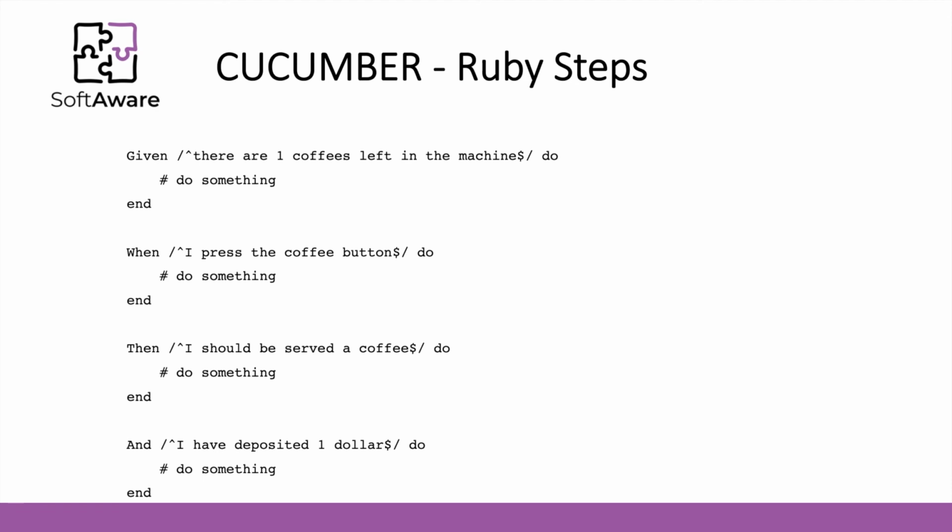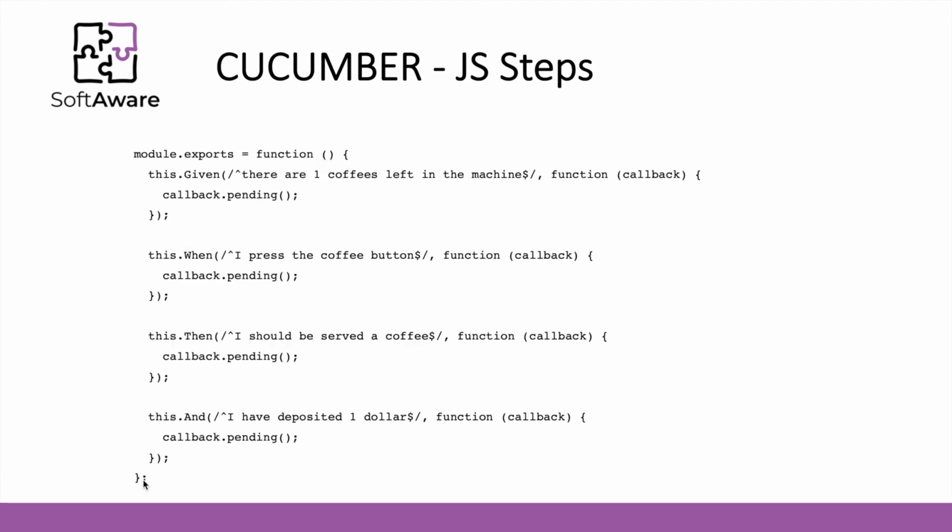Cucumber also supports other languages besides Java. So we can see Ruby step definitions, and the code will look similar to the one presented here, and also JavaScript steps, where we have module exports and a function that promotes the given, when, then established in the Gherkin file.